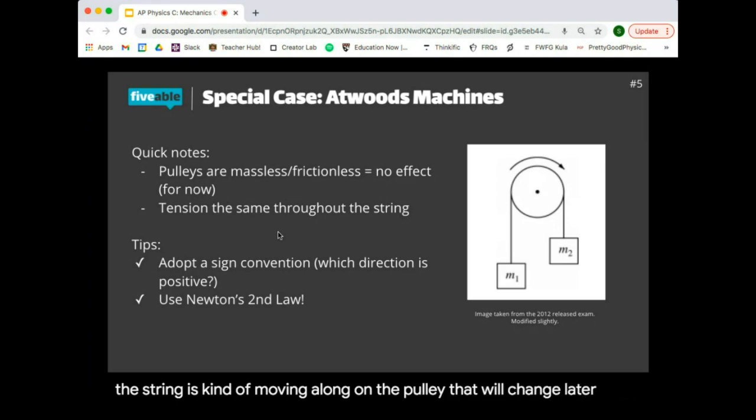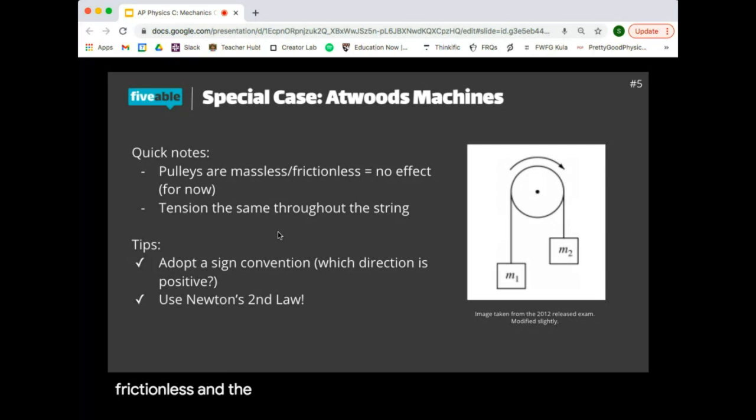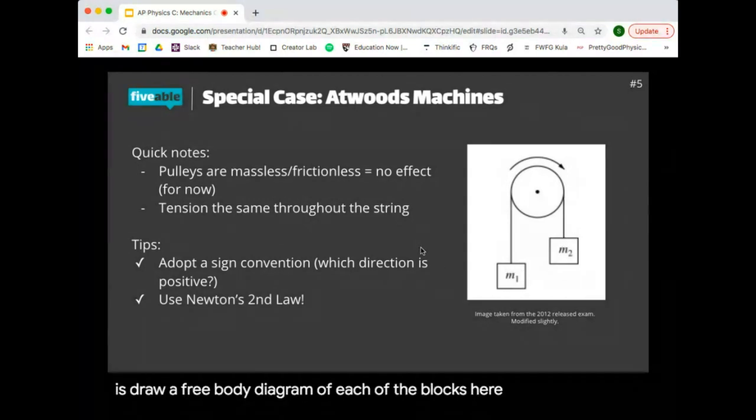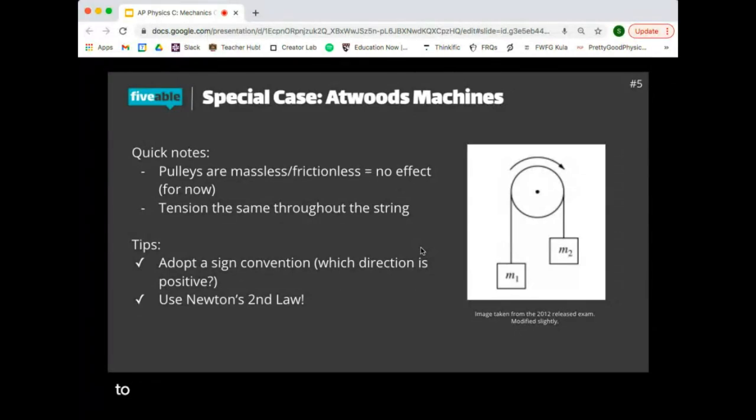That will change later as we go through the units, once we start talking about things that are rotating. That no longer necessarily applies. But for now, massless, frictionless, and the tension is going to be the same throughout all of the string. There are some tips here. The first one is to adopt a sign convention, thinking about which direction you want to be positive. The second is that we're going to use Newton's second law with this. So our steps are going to be the same for these as they were for the other problems. First, we'll draw a free body diagram of each of the blocks here. Then you're going to write your net force equations.